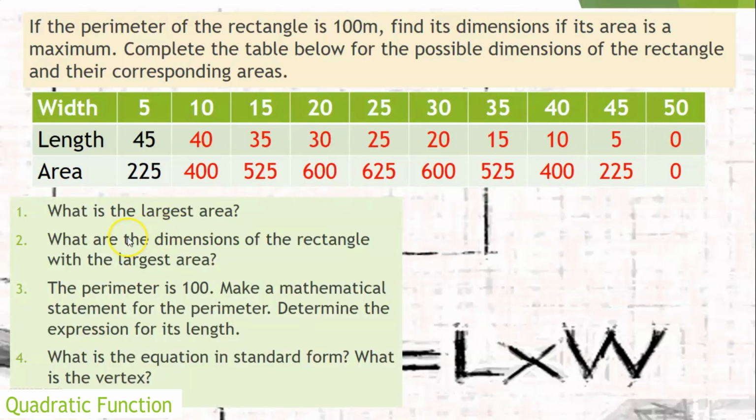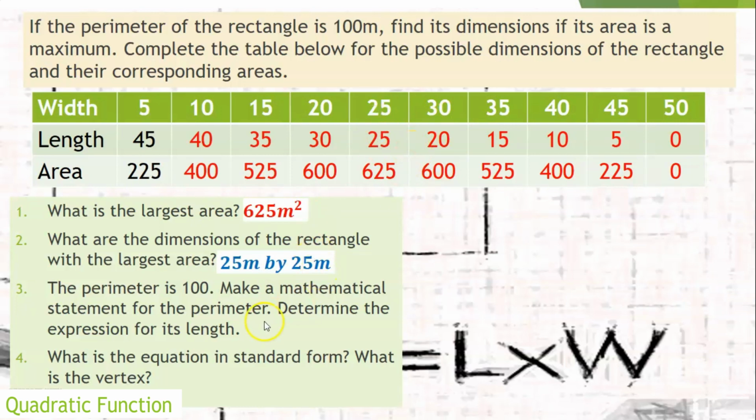Question: what is the largest area? Based on the table, the largest area is 625 square meters. And what are the dimensions of the rectangle then? That would be 25 and 25.